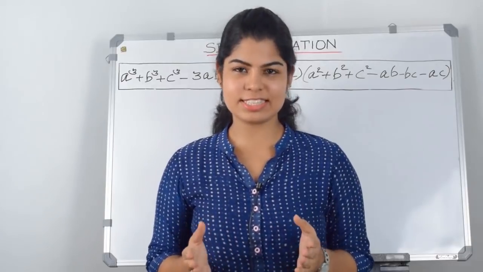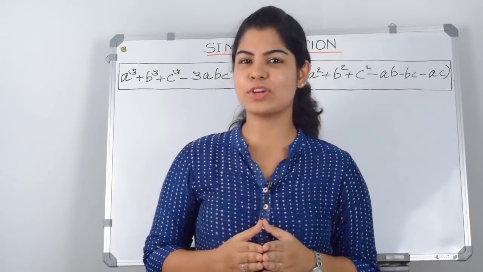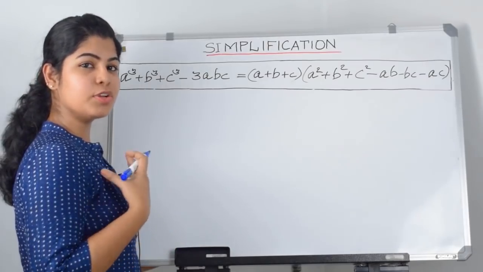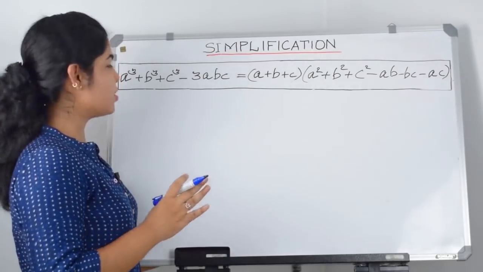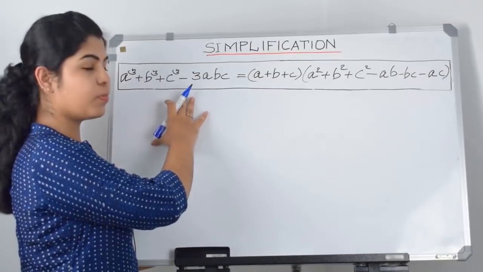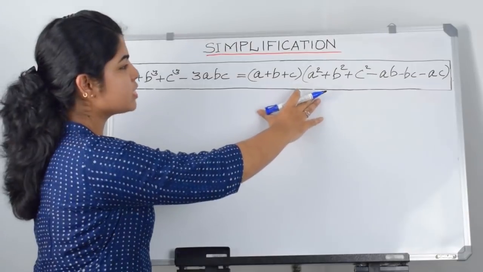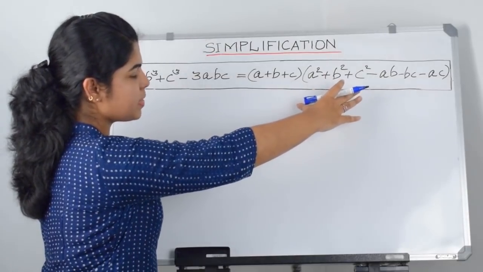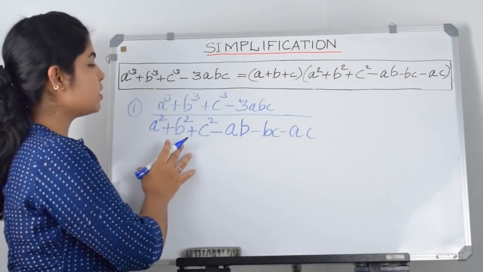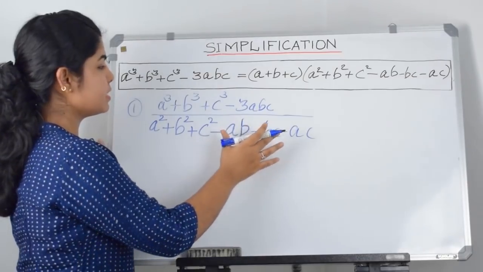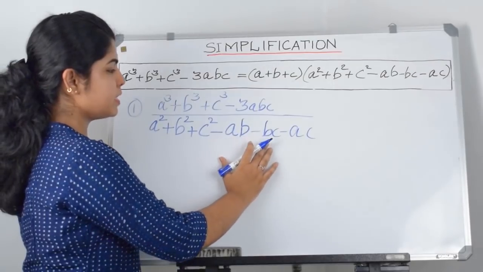In this math trick series, we'll study some shortcut methods to solve typical type of questions usually asked in competitive exams. Today in this video, we are going to solve some simplification questions using a very important basic algebraic formula, which is a cube plus b cube plus c cube minus 3abc is equal to a plus b plus c into a square plus b square plus c square minus ab minus bc minus ac.